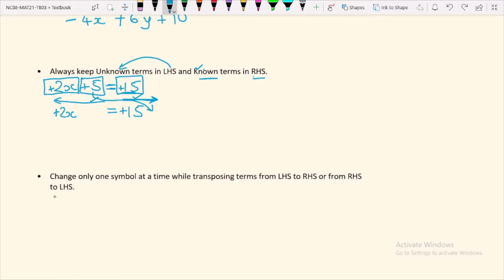Plus 5 will change into minus 5. So this equation became 2x is equal to 15 minus 5. We can solve this. These are like terms. 15 is a known term. 5 is also a known term. It is also a constant. So both the quantities are the same kind. If we have the same kind of quantities, we can add or subtract. 15 minus 5 is nothing but 10. So the equation will become 2x is equal to 10.